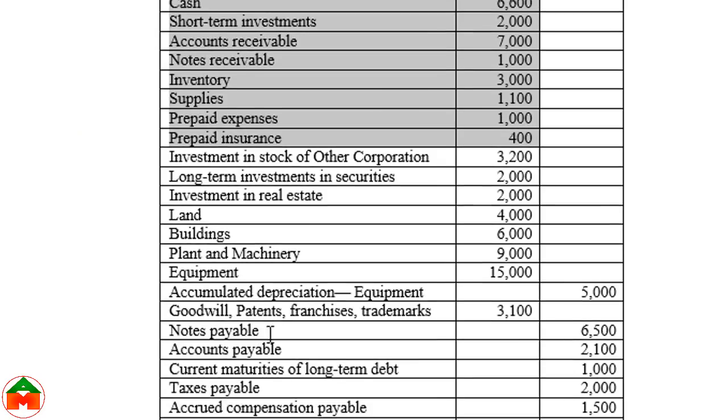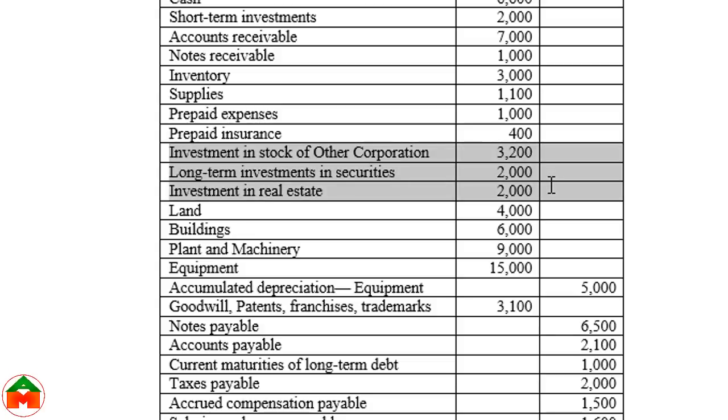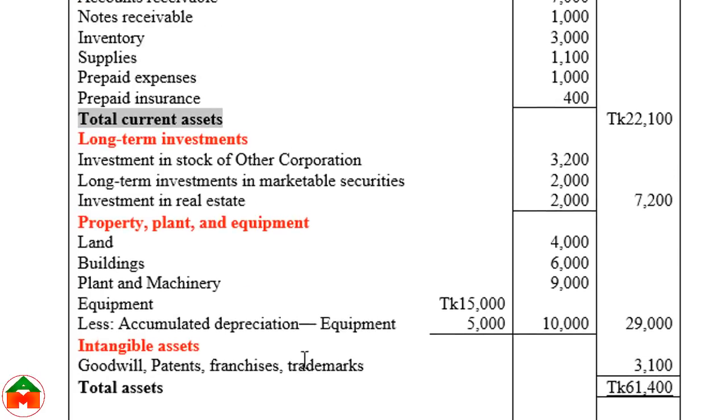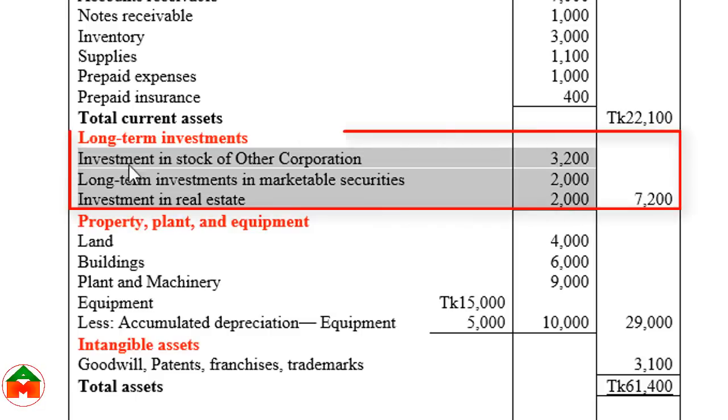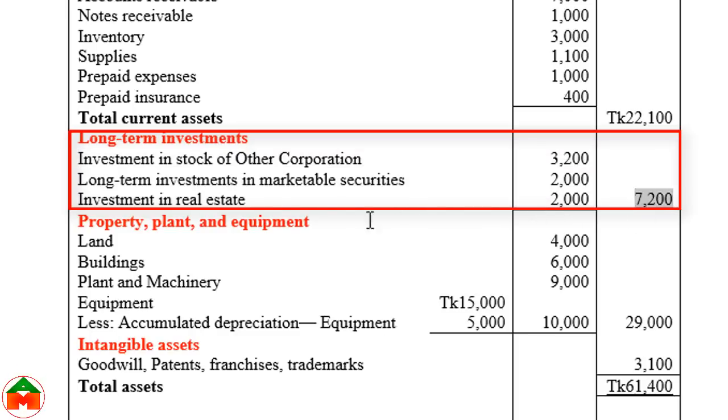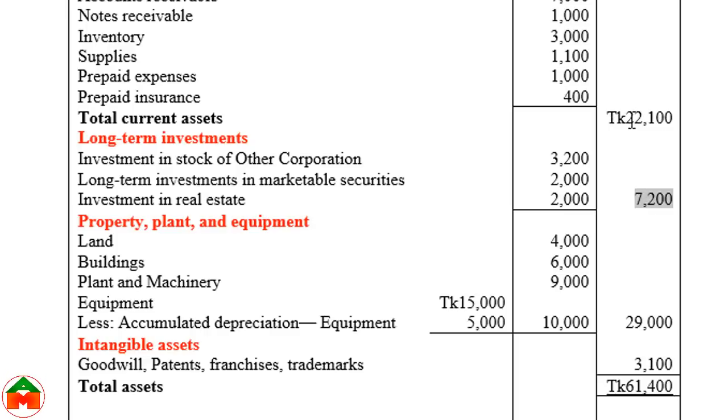Let's see the question again. After that we can see three items: investment in stock of other corporation, long-term investment in securities, and investment in real estate. These items are considered as assets, and they should be shown in the asset section. Here we can see the three items: investment in stock of other corporation 3,200, long-term investment in marketable securities 2,000, and investment in real estate 2,000. These are the long-term investments. If we sum up these three items, we will get 7,200, which is the total investment. This is the total investment, and this is the amount of total current asset.